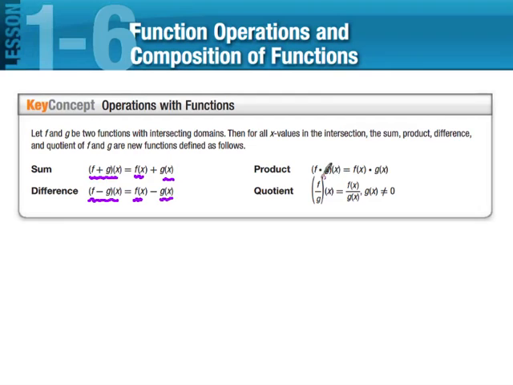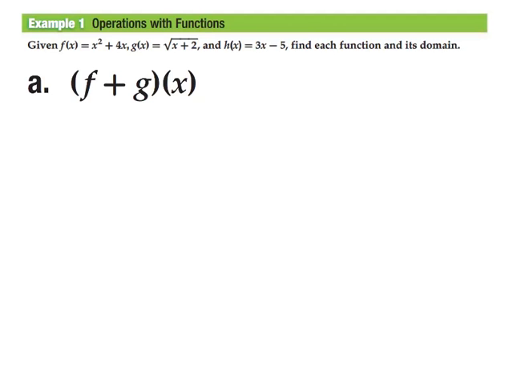When you multiply two functions, you're going to multiply the individual components. You might have to FOIL here, okay? And then quotient, you're going to divide the two. Biggest thing here you need to understand is that g of x cannot be 0. If it's 0, that's undefined, and you can't find the quotient. So let's go ahead and look at this.